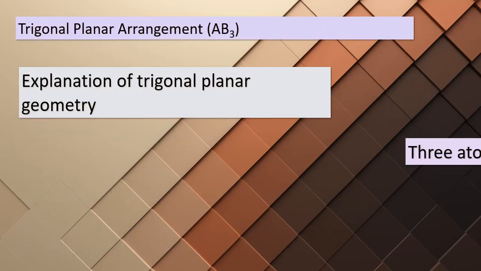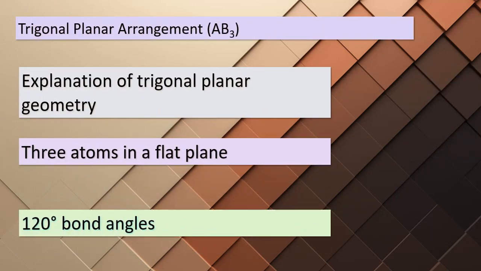Now, let's move on to the second geometric arrangement, the trigonal planar configuration. Here, we find 3 atoms, A and 2 B atoms, arranged in a flat plane. The bond angles between these atoms are consistent at 120 degrees each. Visualize this as a triangle on a plane surface.